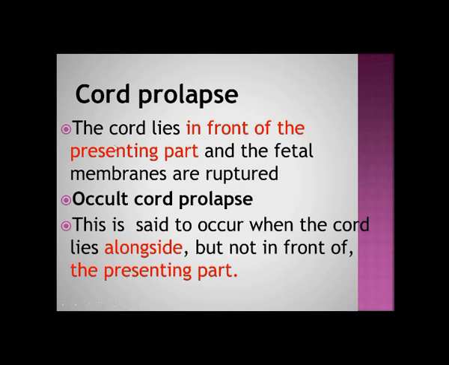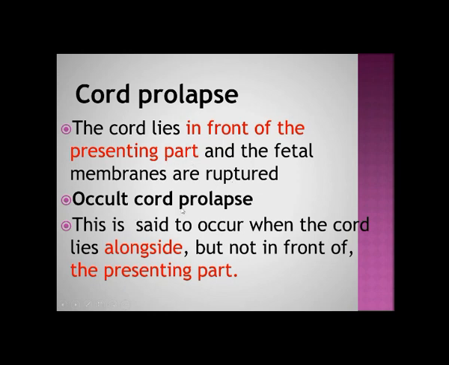Cord prolapse. The cord lies in front of the presenting part, same as in the cord presentation, but the main problem is the fetal membranes are ruptured, so it is visible outside. So cord prolapse is when the cord is in front of the presenting part and the fetal membranes are ruptured.